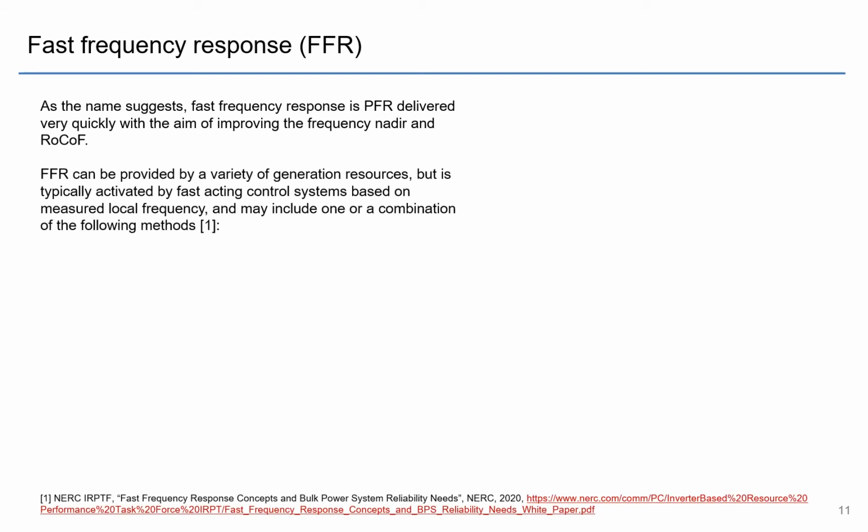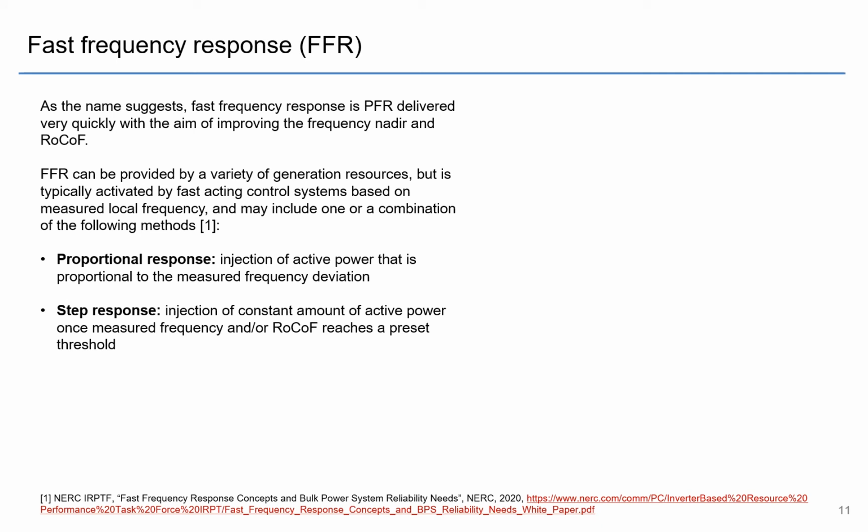So FFR can be provided by a variety of generation sources, but it is typically activated by fast-acting control systems. It's based really on measurement of local frequency and may include one or a combination of the following methods. So a proportional response is an injection of active power that's proportional to the measured frequency deviation, like a droop response. A step response, so a fixed amount of active power is injected into the system once a frequency or a RoCoF trigger has breached a preset threshold.